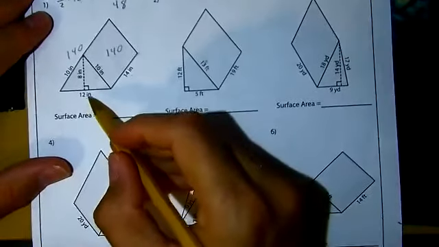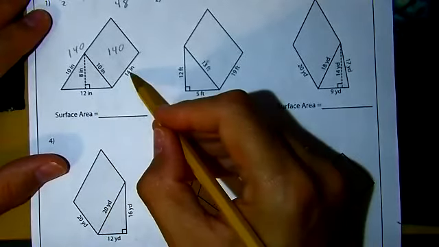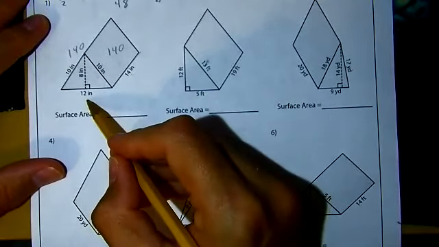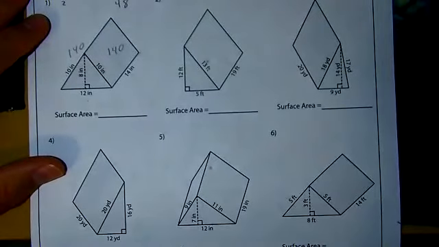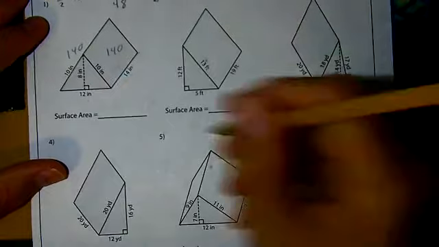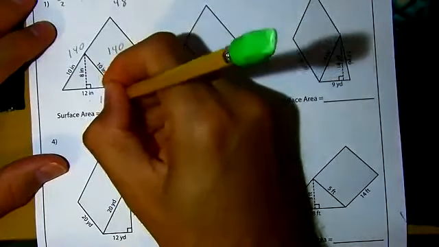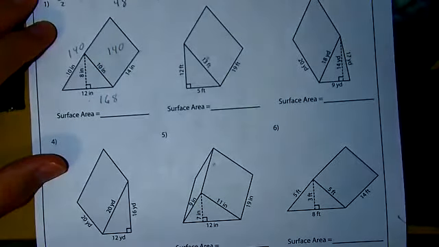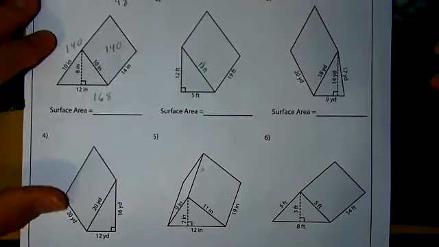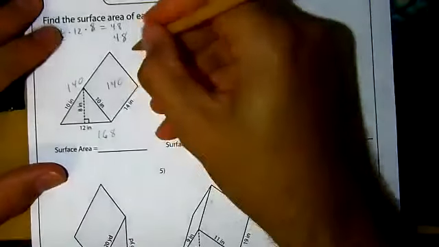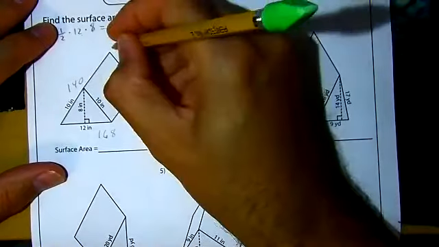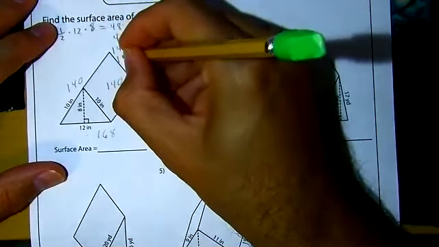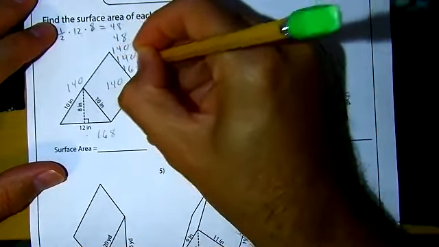The bottom one is going to be different. So again, still 14, but this time it's 12. Let's see, 12 times 14 is, I think it's 168. Double check my math. Yeah, I think it's 168. So now we got to add them all together. 48 plus 48. 140, 140, 168.